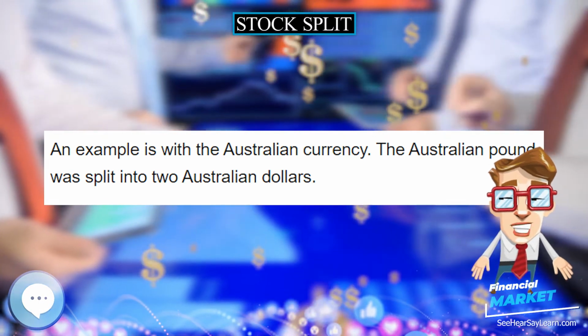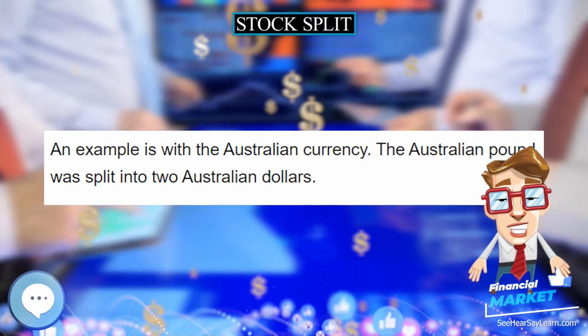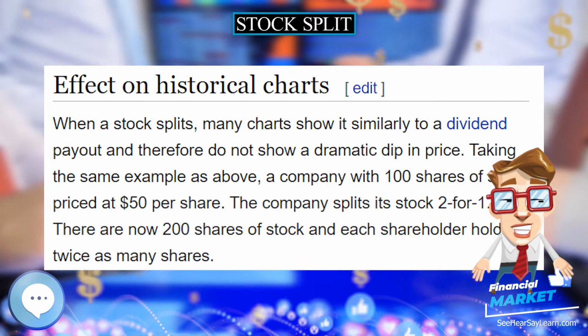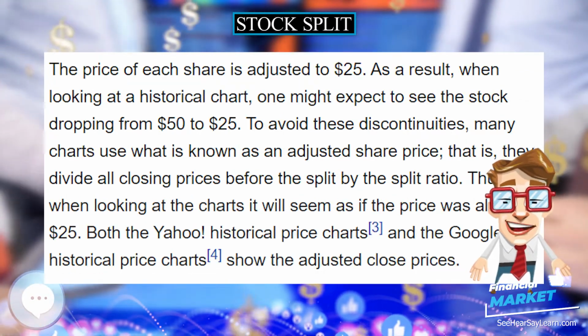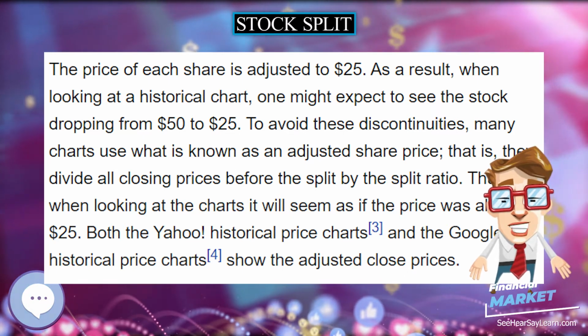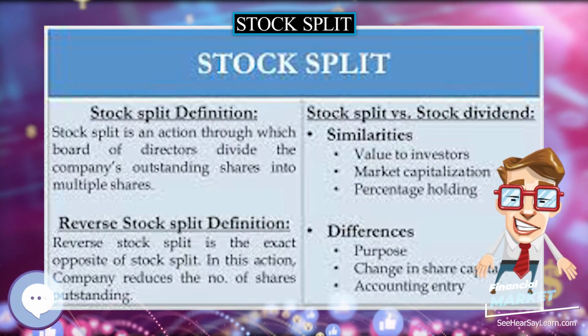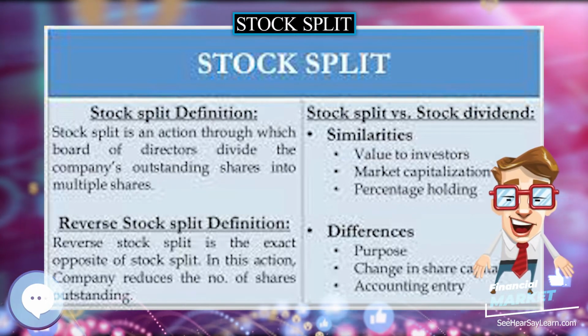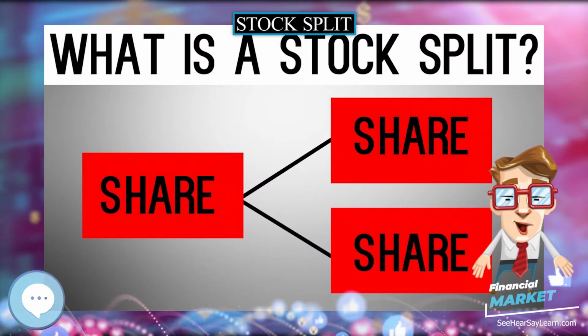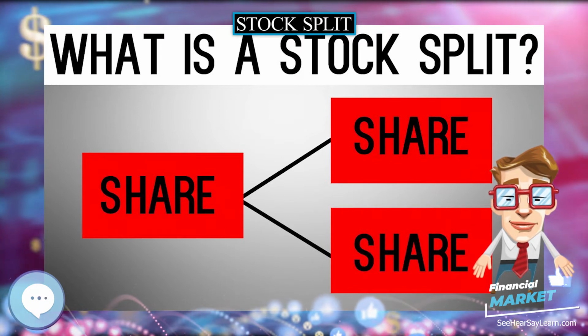If the company splits its stock 2-for-1, there are now 200 shares of stock and each shareholder holds twice as many shares. The price of each share is adjusted to $25, equals $5,000 divided by 200. The market capitalization is 200 times $25 equals $5,000, the same as before the split.